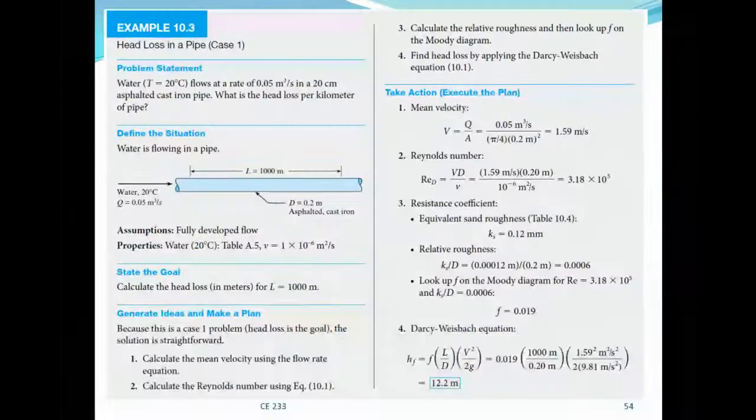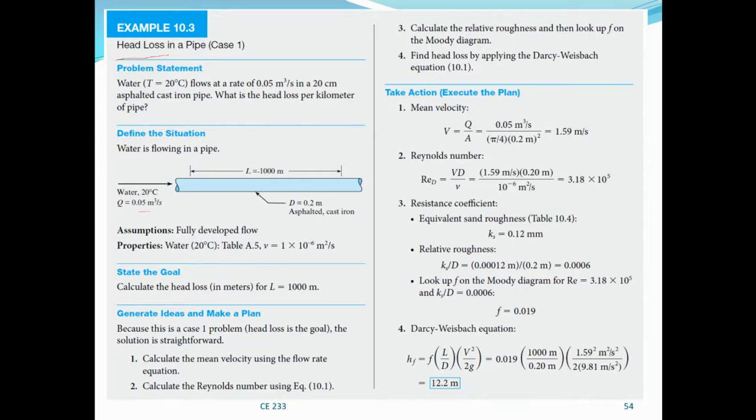Now let's take this example. In this example, I want to find head loss in a pipe, which is case 1. Water at 20 degrees flows at a rate of 0.05 meter cube per second in a 20 centimeter asphalted cast iron pipe. What is the head loss per kilometer of pipe?